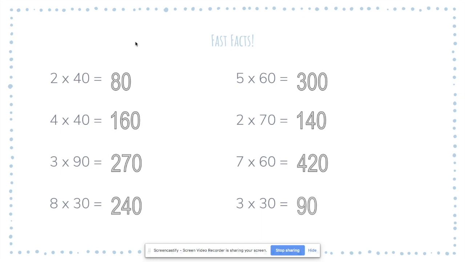How'd you do? Well, if you haven't figured it out yet, here's something I noticed. 4 times 4 is 16, but these are 4 tens, right? So 4 times 4 equals 16 tens, which is 160. So 3 times 9 is 27, so this answer is going to be 270. 8 times 3 is 24, so 8 times 30, 240. 7 times 6, 42. 7 times 60, 420.